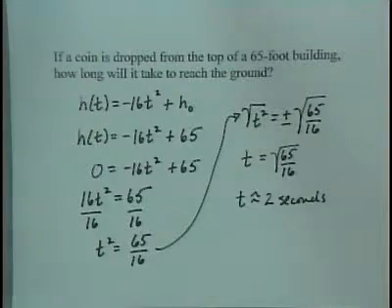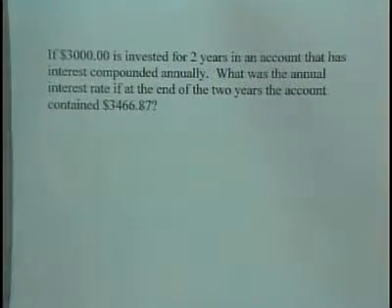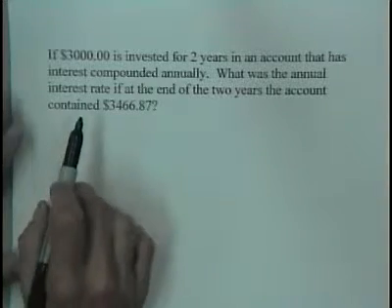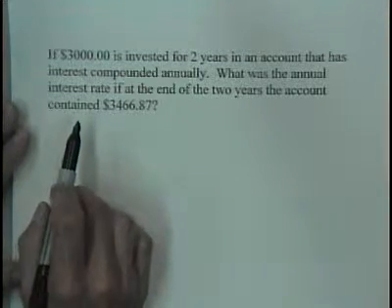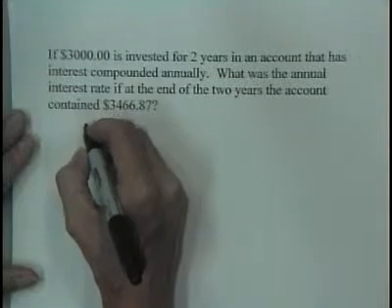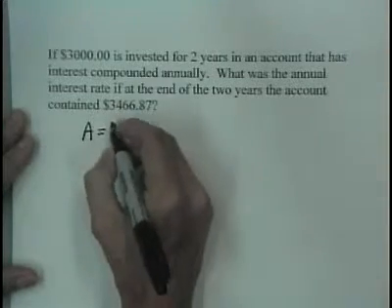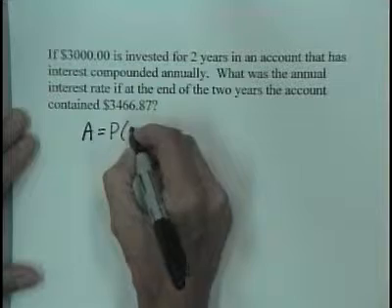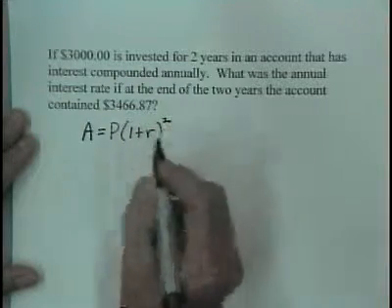Let's try one more application. If $3,000 is invested for 2 years in an account that has interest compounded annually, yearly, what was the annual interest rate if at the end of 2 years the account contained $3,466.87? This problem also requires that you use and know a formula. The formula is A equals P times 1 plus R squared.